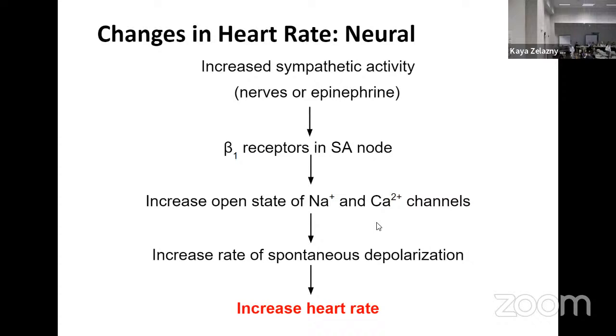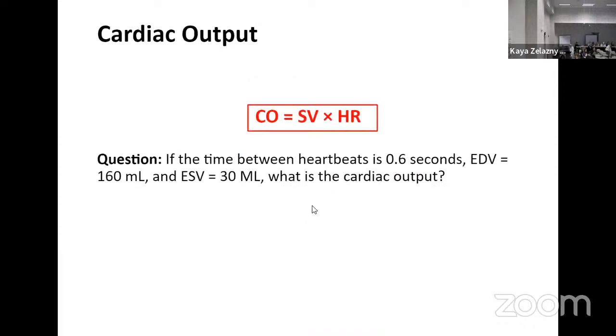We know both sodium and calcium like to rush into cells, right? So this is causing depolarization, okay? So we're increasing the rate at which that SA node depolarizes, speeding up the heart rate. More action potentials, more heartbeats, greater heart rate. So the overall effect here, we'll save the math and do a bunch of practice problems on Wednesday so that we can get through as much content as possible today.